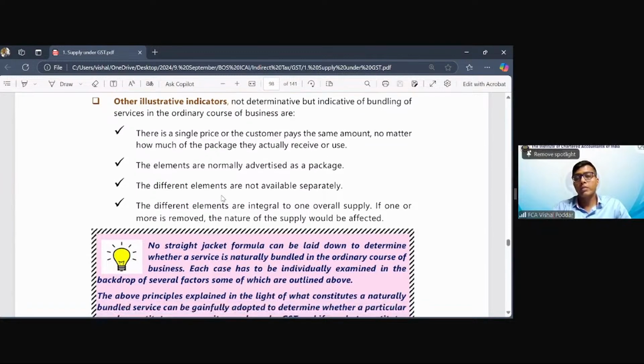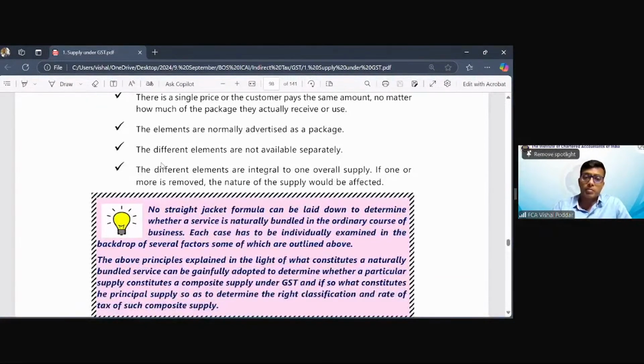Another criteria can be that the different elements are not available separately. Many times you want to buy those things separately, but that is not available. It is always coming with that particular item only. Like many times we like certain cases for our specs. Now, if I go to buy separately, I may not get them. They are available with that particular brand's specs only, because that brand is specifically making the specs case for their brand. So they may not be available separately.